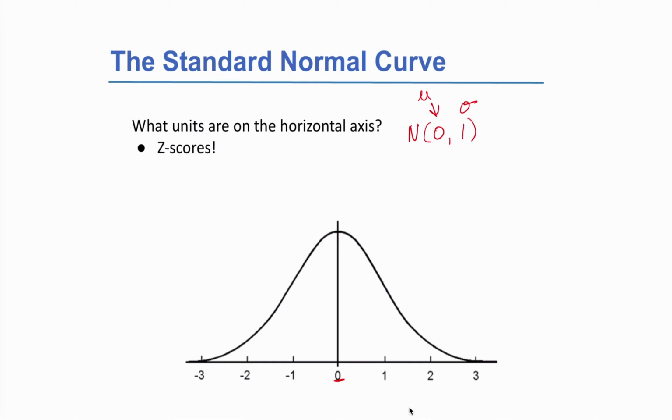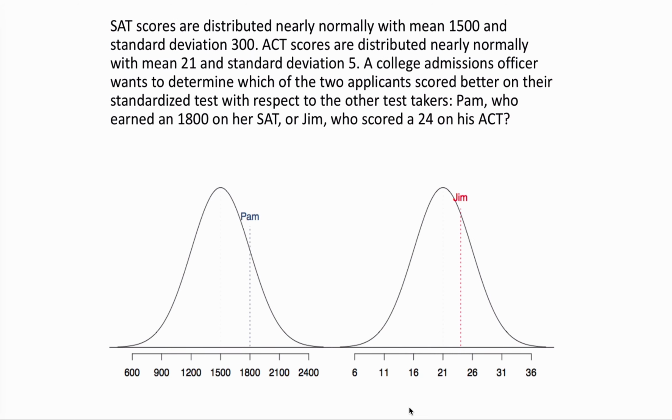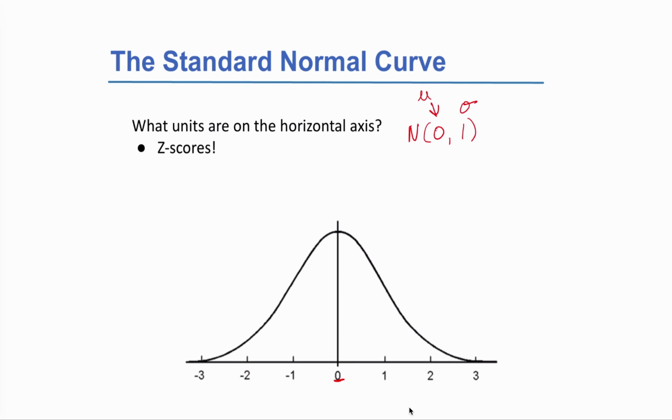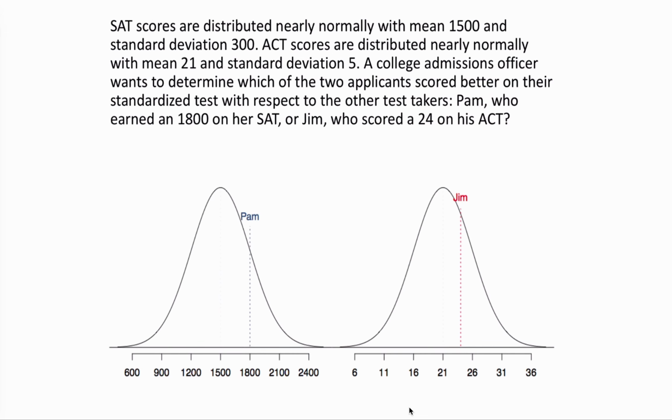So the units on the horizontal axis of a standard normal curve are called z-scores. The z-score is the number of standard deviations away from the mean. So here's our SAT scores. Again, we're using the 600 to 2400 scale for the SAT. Sorry about that. I always think I should go back and change that.